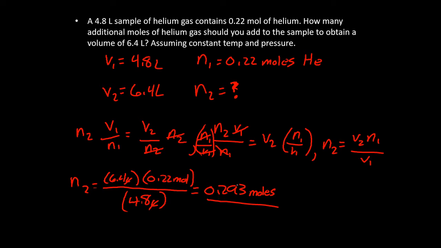So when we get to 6.4 liters, we will have 0.293 moles. That doesn't mean that we added 0.293 moles. We started with 0.22 moles to begin with. And so what we're actually looking for here is this minus 0.22, which is what we started with. So to get to that second state there, we actually had to add 0.073 moles of gas. So that's actually what we were looking for, was the number of moles that we had to add in to get to that second state.